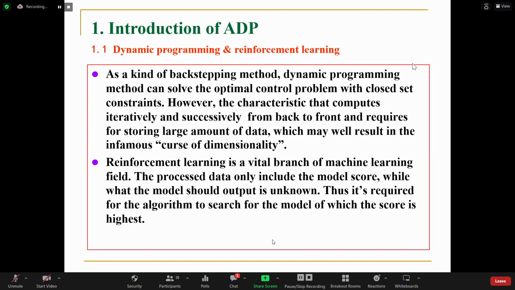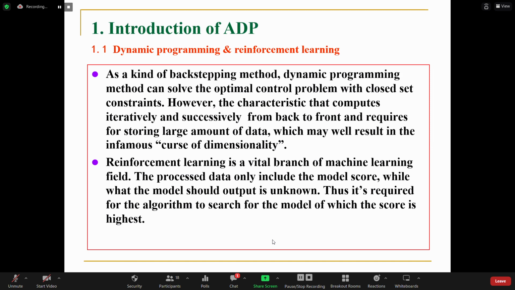Dynamic programming is a kind of backstepping method. It can solve the optimal control problem with closed set constraints. However, the characteristic is that it computes iteratively and successively from back to front, and requires storing a large amount of data, which may well result in the infamous curse of dimensionality.